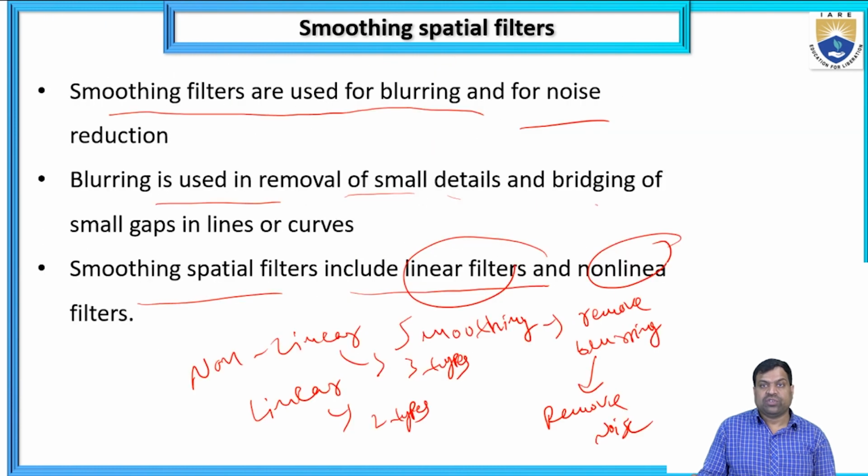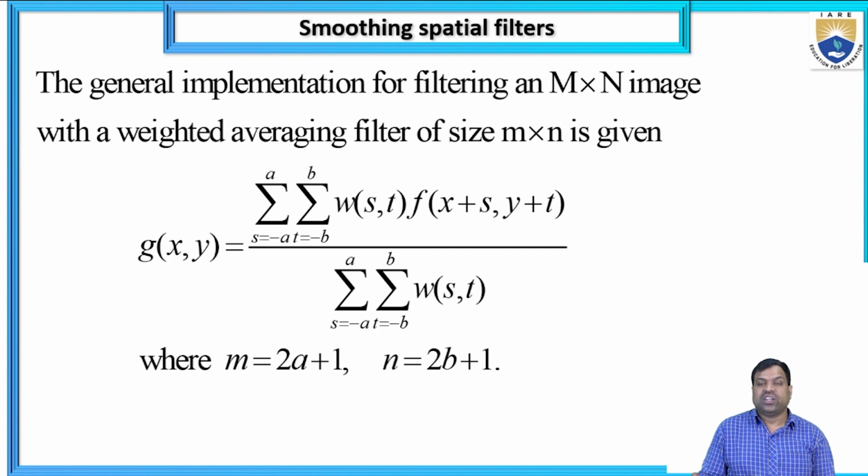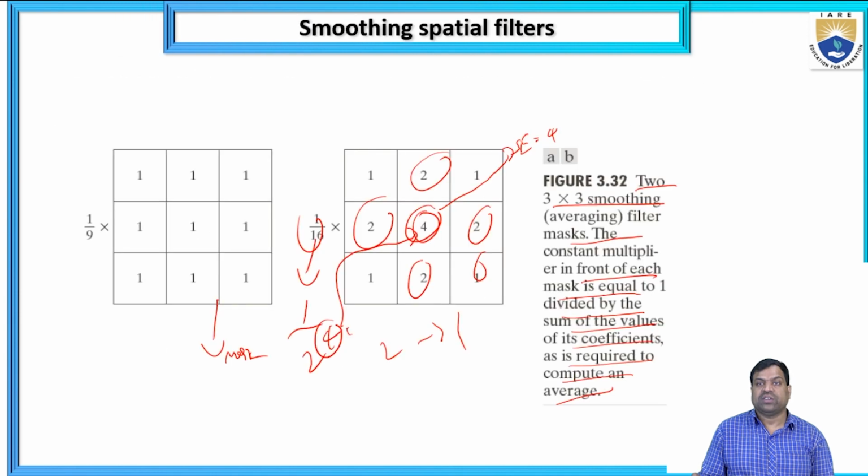This is the equation of the smoothing filter: g of x comma y equals capital T of f of x comma y. f of x comma y is the input image, g of x comma y is the output image, and T is the operator on f defined over a neighborhood of point x comma y. It is a generalized implementation of an m by n filter with a weighted average filter. This is an example of a 3 by 3 smoothing averaging filter, and the constant multiplication in front of the mask is equal to 1 divided by the sum of the values, so the coefficients compute the average.